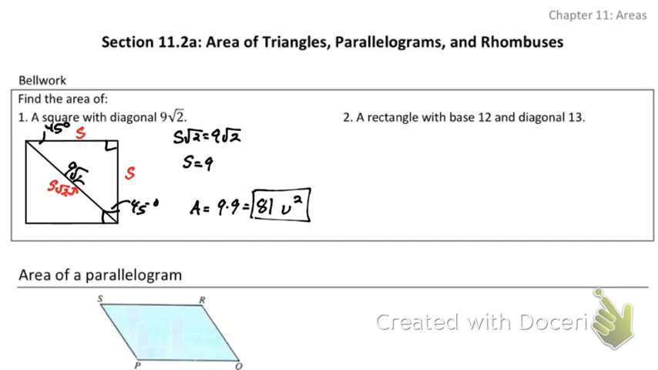On the test, I'd be okay with 81, unless I said they were centimeters, then you must put centimeters squared. All right, that is the area of that square.